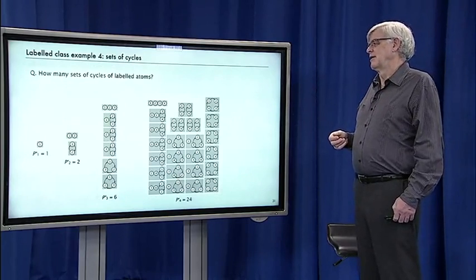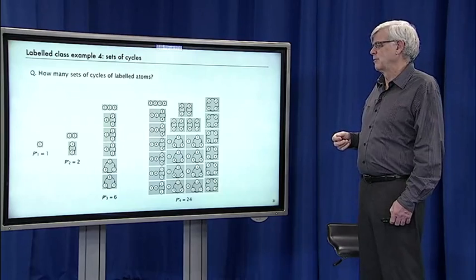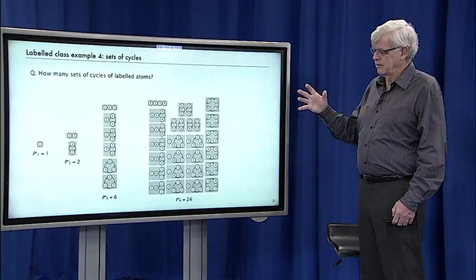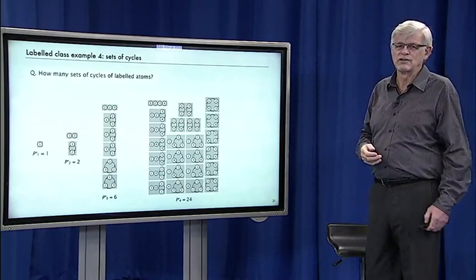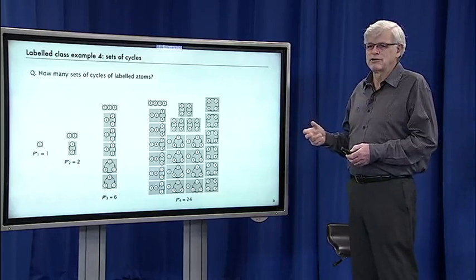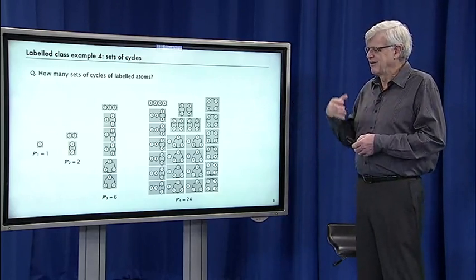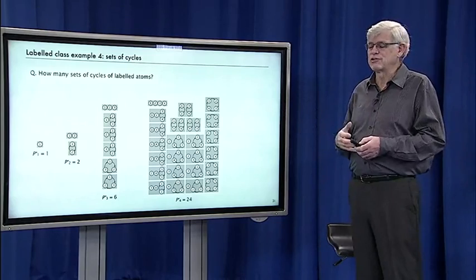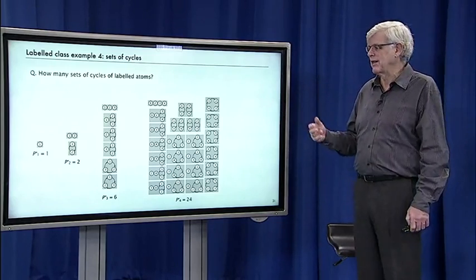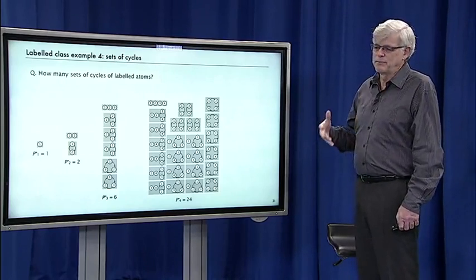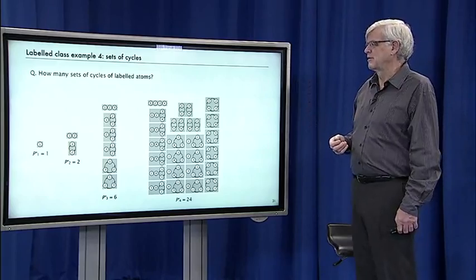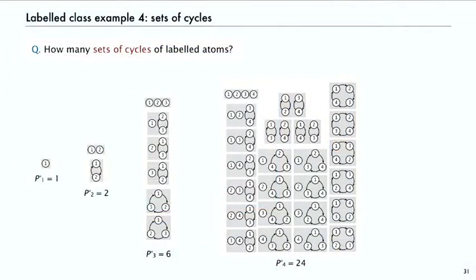So let's look at a much more interesting example. The idea is that we have these operations, and we can combine them in various interesting ways. And as we'll see in part 2, every way of combining these basic operations leads to a combinatorial class that people have studied in detail. But there are many more operations we can throw in as well. So let's look at a famous one. How many different sets of cycles are there of labeled atoms?